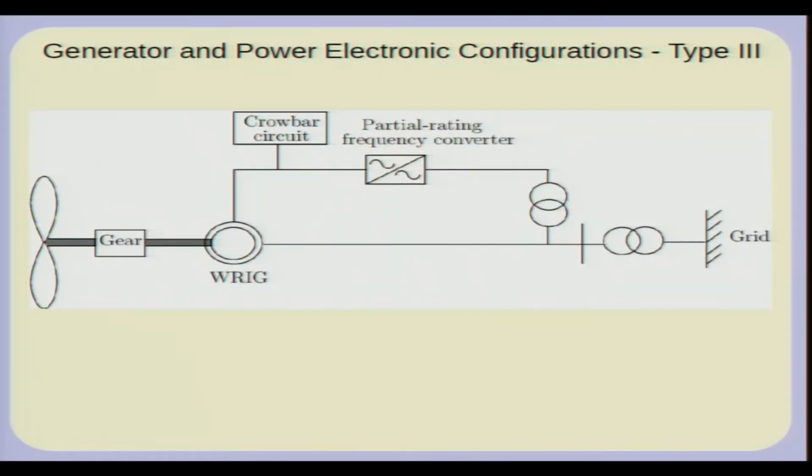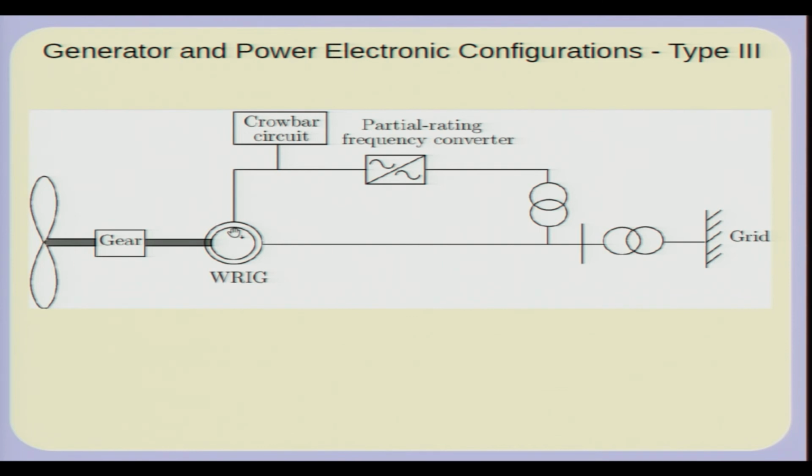Now, one more important type of turbine is the type 3 and type 4 kind of turbine. Type 3 we first consider here, where we have a wound rotor induction generator. Of course, this line should go right down into the rotor. So, this is a minor error here. This actually connects to the rotor.